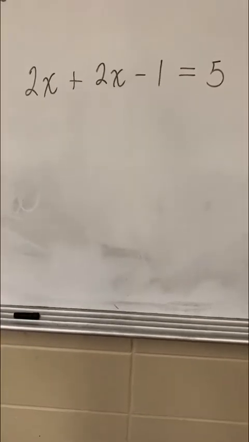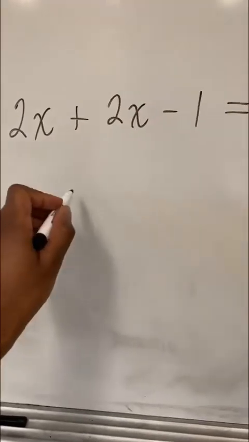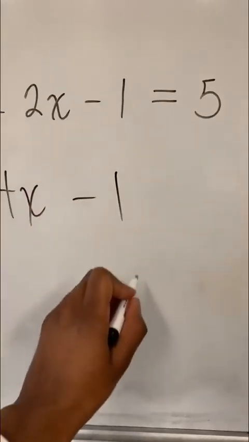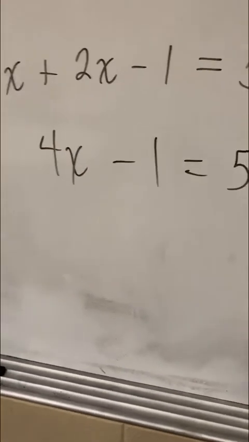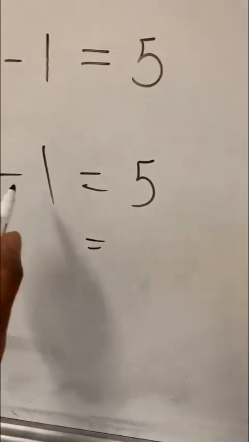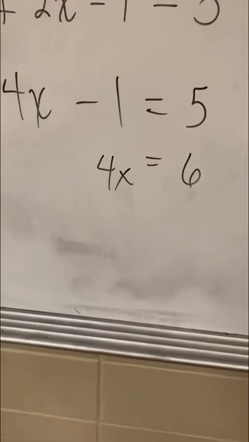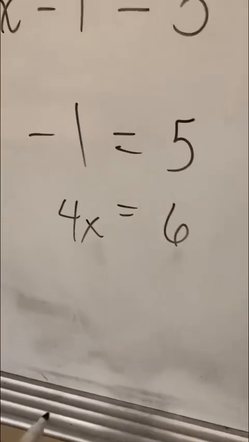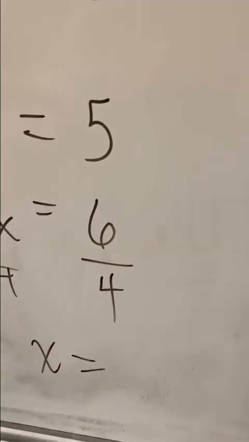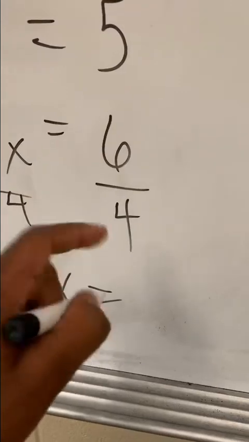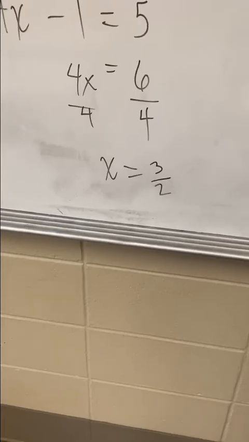All right, so I'm going to move forward. I'm going to add those two together, and that's a 4x. That's a -1, and that's an equals 5. All I have to do is add 1 to both sides. If I add 1 over here, I get a 6. So I'm going to write a 6 and bring down my 4x. Then I'm going to divide by 4 on both sides. So x is equal to, and then I'm going to simplify that to 3/2. All right, so I got my first value, 3/2.